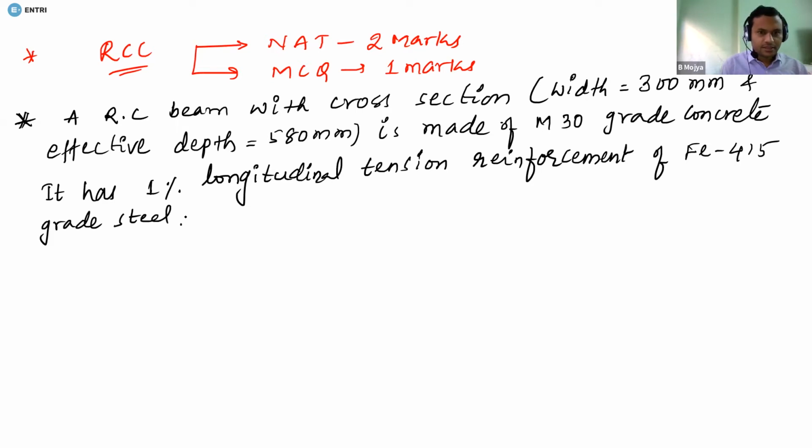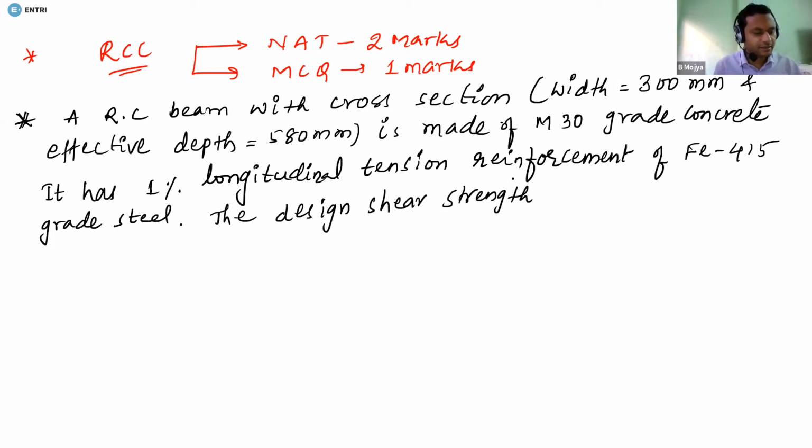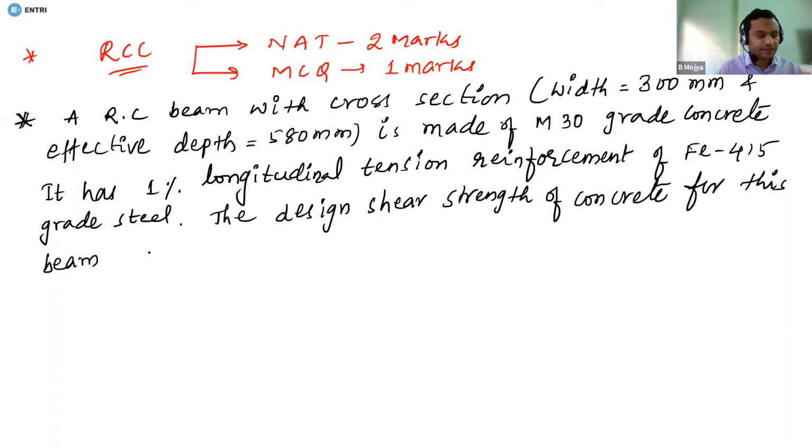Yes. It is also given the design shear strength. The design shear strength of concrete for this beam is 0.6 Newton per millimeter square. It means the tau c value is given to you.